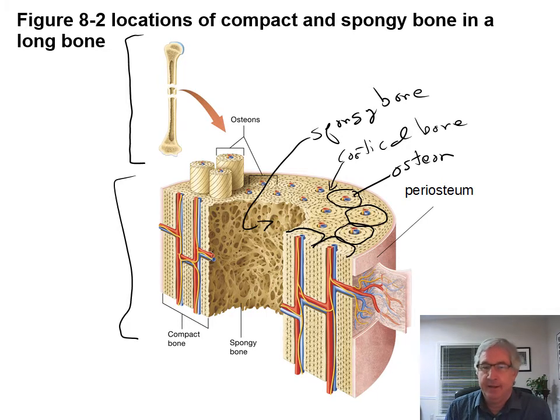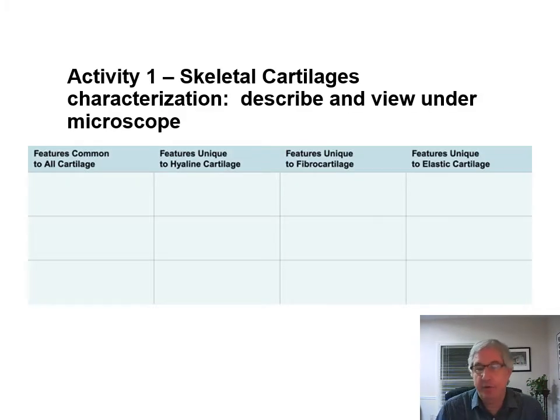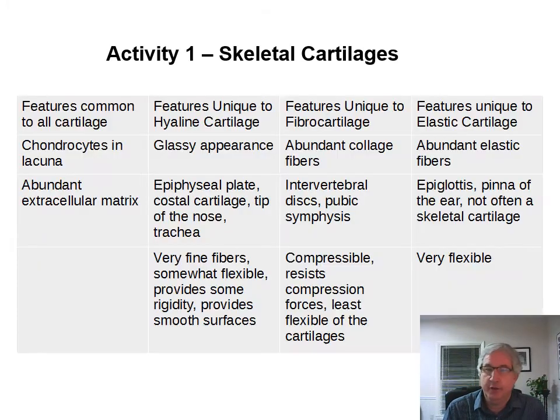Okay, next slide. If we were in lab, we would be doing this skeletal cartilages characterization. You'd look at these, describe them, and view them under the microscope, and then fill out this little chart that's in your book. I've already done that chart, and I'm going to go to the next slide and show that chart to you. So, skeletal cartilages.